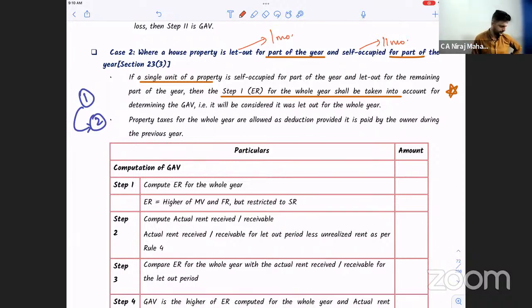Are you getting my point, all of you? So never ever, bacho, give SOP as well as let out, because you have to find out rent for the entire year. Clear, all of you? Chalo, I'll go ahead, everybody.